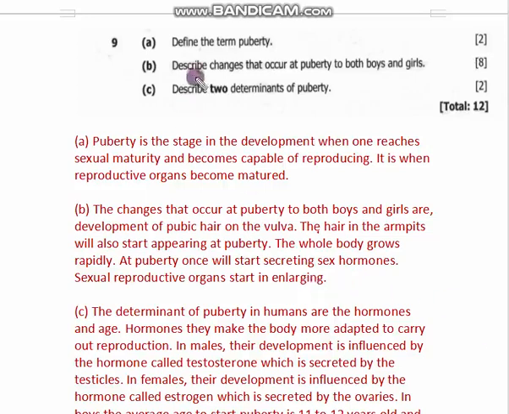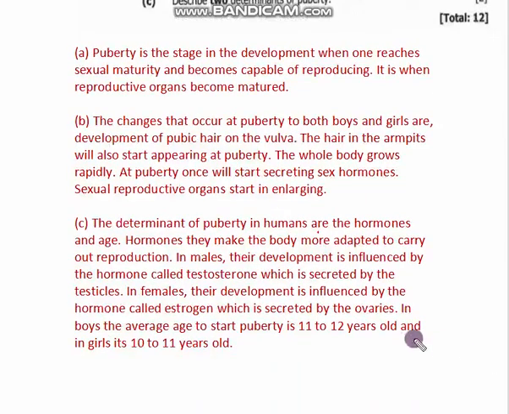Then C, they are saying describe 2 determinants of puberty, which is 2 marks. So you are saying that the determinants of puberty in humans are hormones and age. Hormones make the body more adapted to carry out reproduction. In males, development is influenced by the hormone called testosterone, which is secreted by the testicles. In females, development is influenced by the hormone called estrogen, which is secreted by the ovaries.